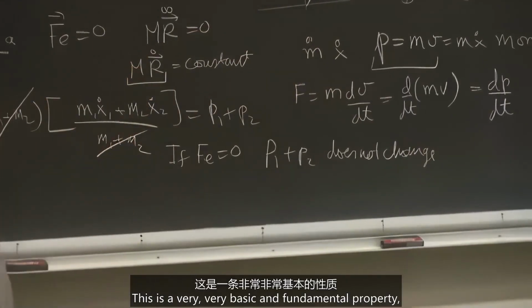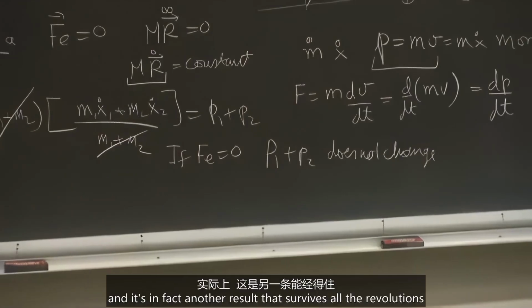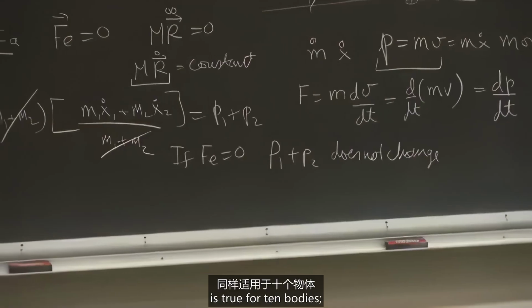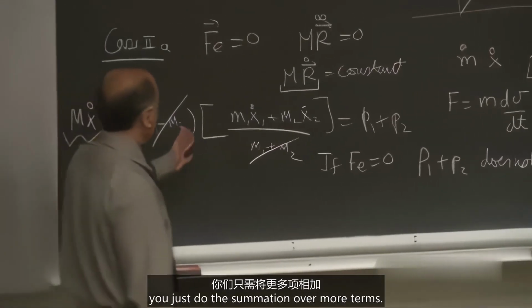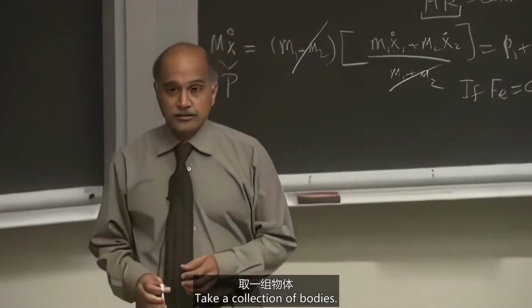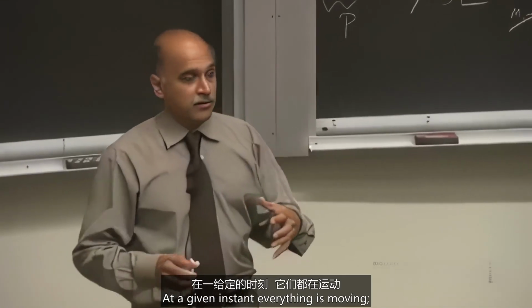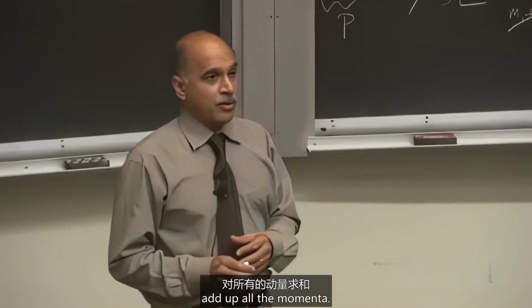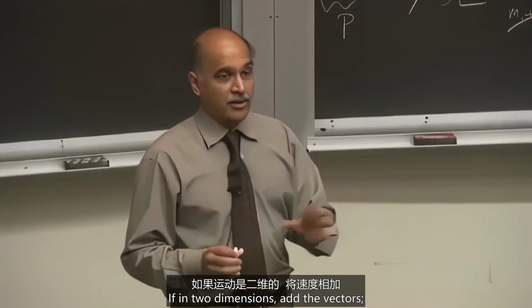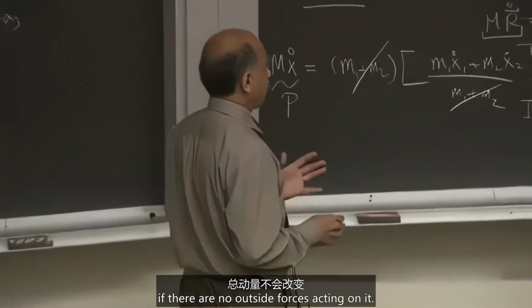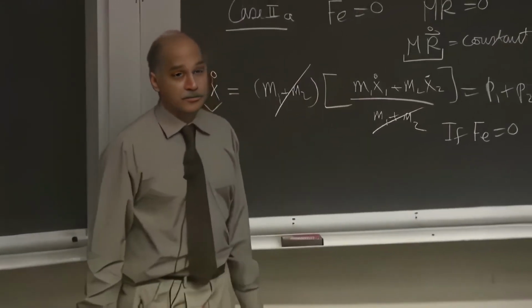This is a very, very basic and fundamental property, and it's in fact another result that survives all the revolutions of relativity and quantum mechanics. Well, what I've said for 2 bodies is true for 10 bodies. You just do the summation over more terms. So let me say in words what I'm saying. Take a collection of bodies. At a given instant, everything is moving. It's got its own velocity and its own momentum. Add up all the momenta. If you're in 1 dimension, just add the numbers. If you're in 2 dimensions, add the vectors. You get a total momentum. That total momentum does not change if there are no outside forces acting on them.